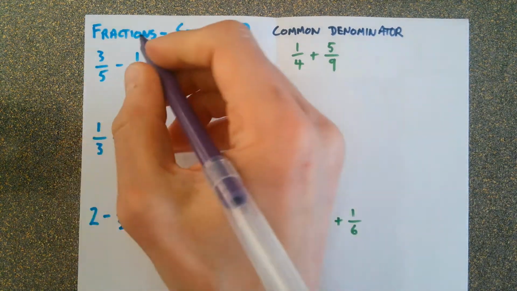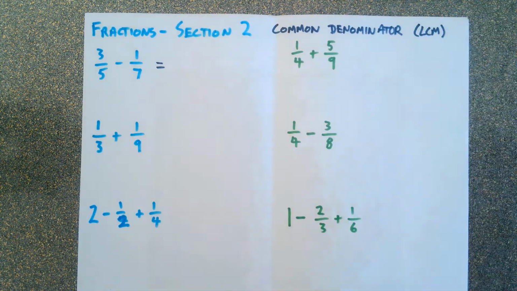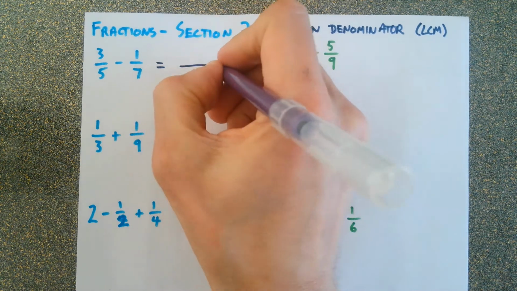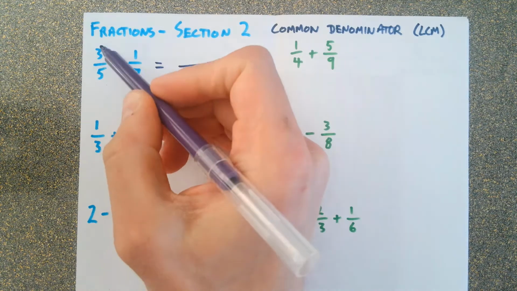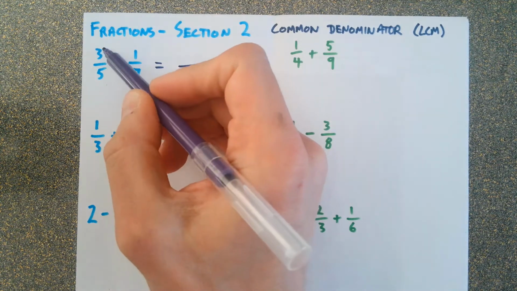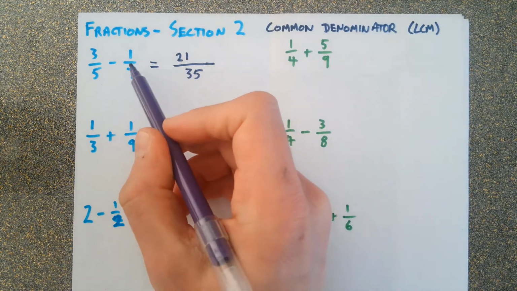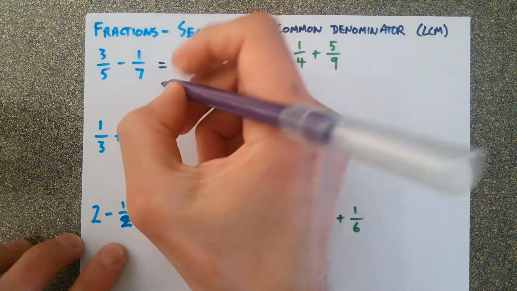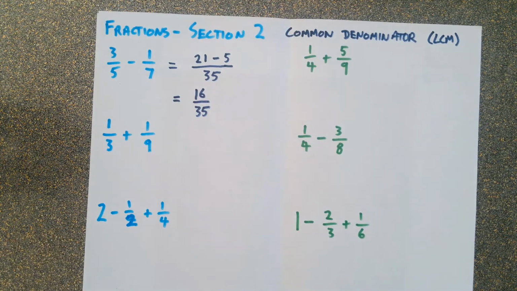So we've got 3/5 take away 1/7. Essentially what we need is the LCM, the lowest common multiple of the two denominators you've got. So what number can you divide by both 5 and 7? Well, the answer is 35. So in order to get this one into a fraction out of 35, I need to times top and bottom by 7. And in order to get this one into a fraction out of 35, I need to times top and bottom by 5. So it gives me 21 minus 5 out of 35, 16 over 35. Okay, you have a go at yours.